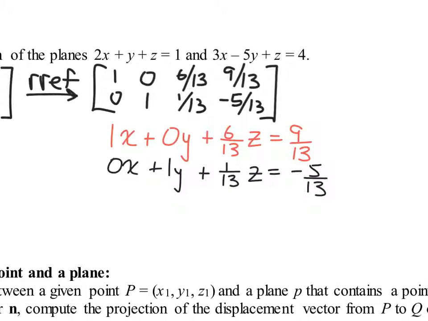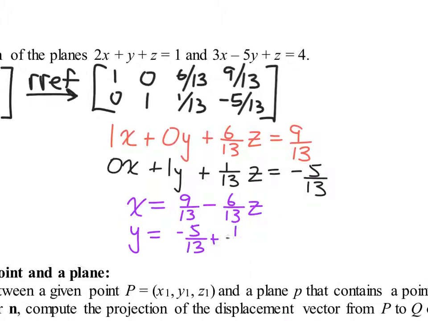Right, so here's the thing. What I want to do is rewrite each of these equations so that they're solved for one variable in terms of some other variable. It looks like it's going to be very easy to solve for x in terms of z in the first equation, and solve for y in terms of z in the second equation. So I'm looking at x equals 9/13 minus 6/13 z, and I would also have y equals negative 5/13 minus 1/13 z.